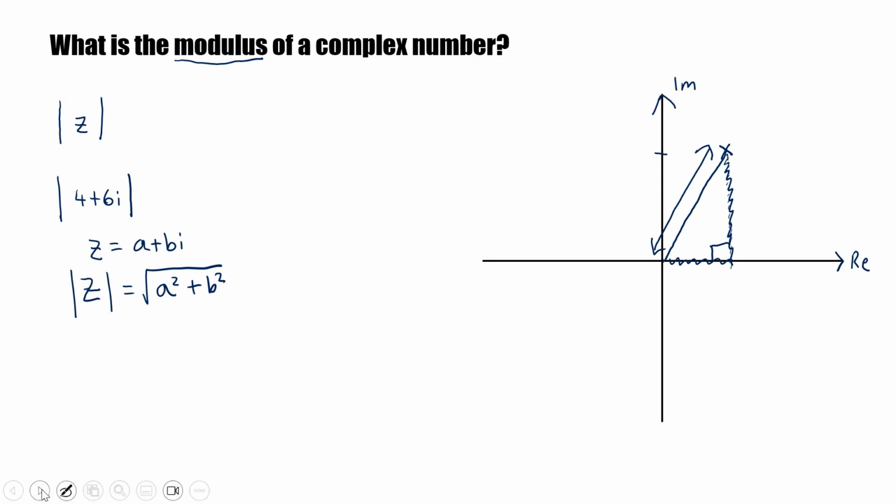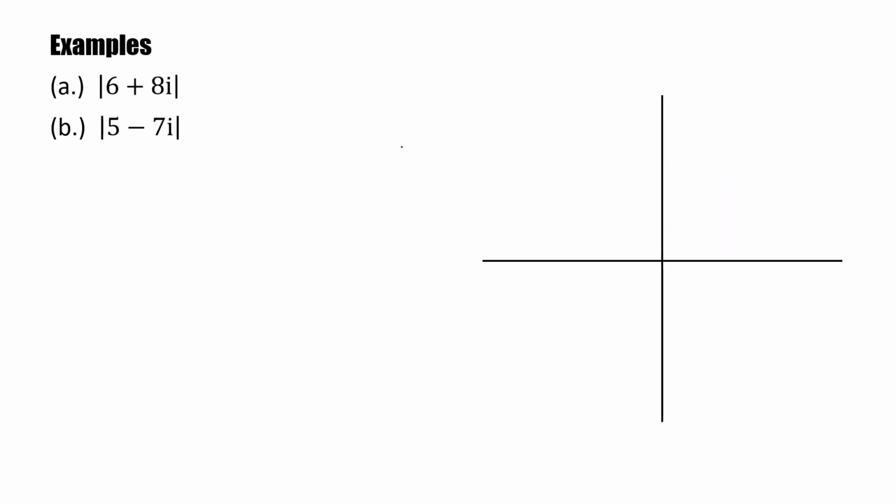So going through into an example, or two examples. First one, very simple. It's 6 plus 8i. So therefore, we're 6 on the real axis. Let's say 6 is over there. And we're 8 on the imaginary axis. So let's say 8 somewhere up there. So our complex number's over there.